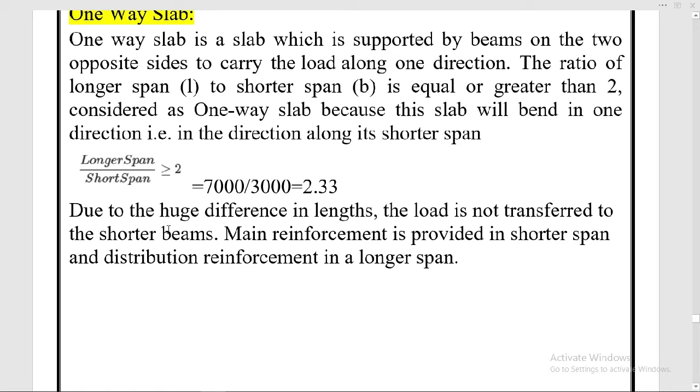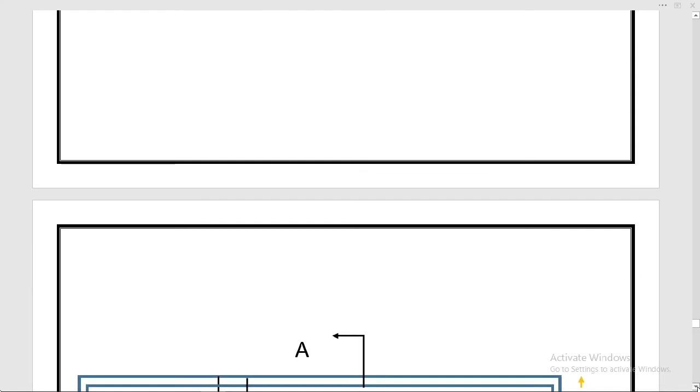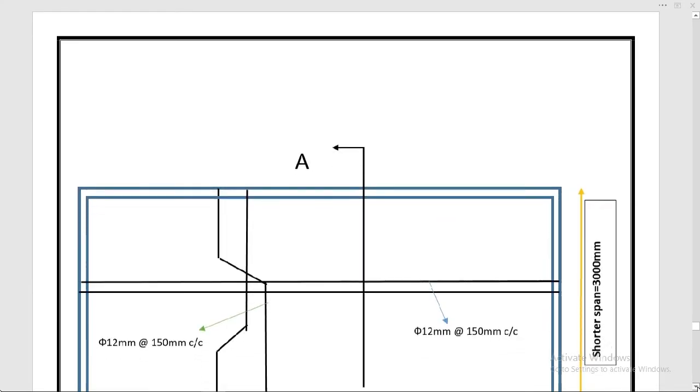Due to the huge difference in the length, the load is not transferred to the shorter beams. Main reinforcement is provided in the shorter span and the distribution reinforcement in the longer span. So we start our topic with a practical explanation of an example.